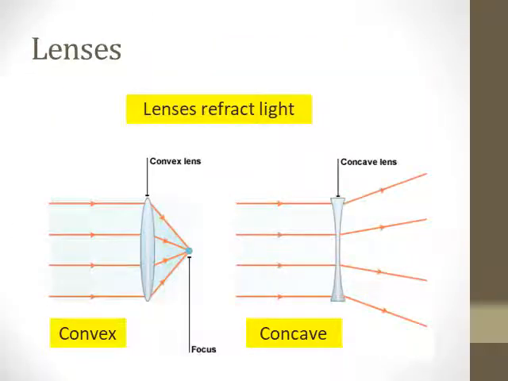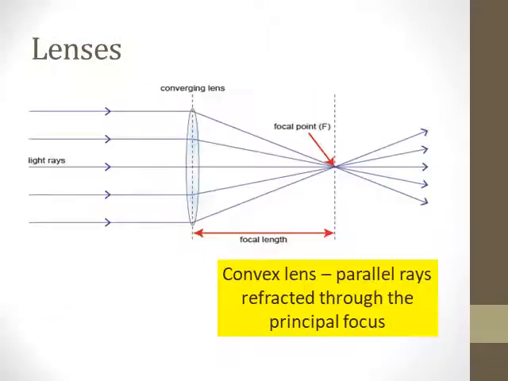Lenses are used to refract light to form a nice clear image. Two sorts of lenses: convex lens, which curve outwards, and concave lens, which curve inwards. A convex lens: parallel rays of light which pass through a convex lens all get refracted inwards and end up being focused at a focal point, the principal focus in front of the lens. The distance from the lens to the principal focus is called the focal length. You can measure that in meters.